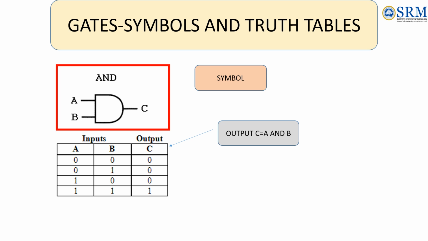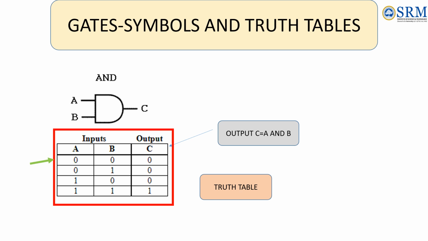The symbol and truth table of the AND gate are shown here. Now have a look at the truth table. A and B are the inputs and C is the output. Look at the first row of the truth table. A is 0, B is 0 and C is 0. In the second row, A is 0, B is 1 and the output C is also 0. The third row, A is 1, B is 0 and the output C is 0. Fourth row, both A and B are 1s and the output C is also a 1.